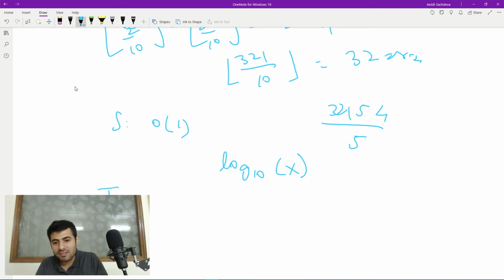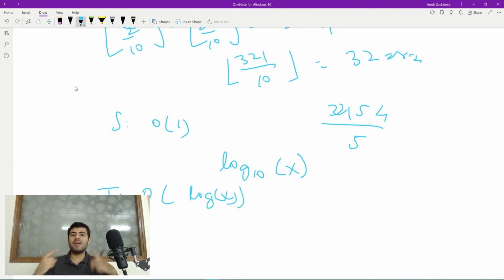So the time complexity for this problem is log of x, because this is how many times your loop will run. This is the number of iterations in your program, and for each iteration you're performing a constant time operation. You're performing arithmetic operations, multiplication, addition, which take constant time. So the space complexity is constant. The time complexity is log of x. I'll see you in the solution.